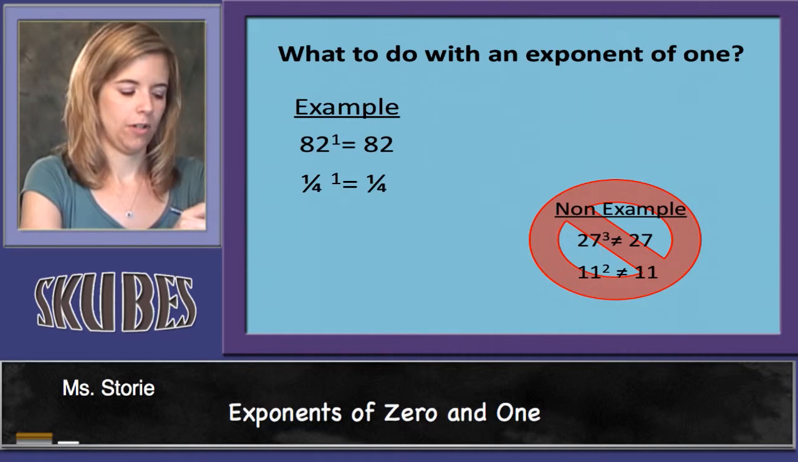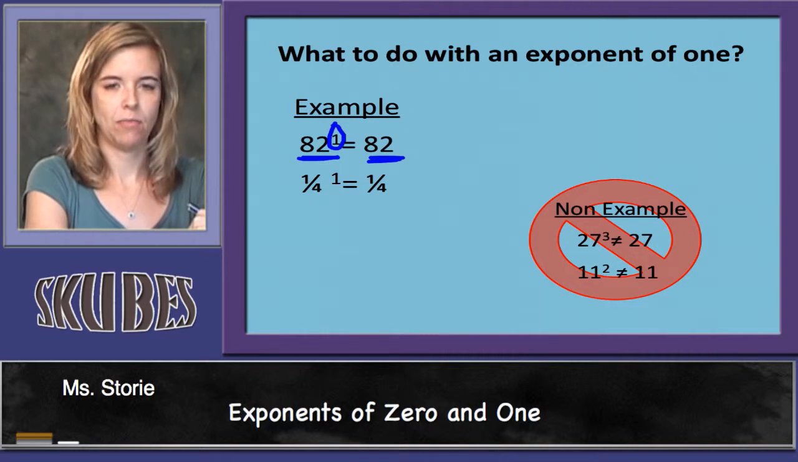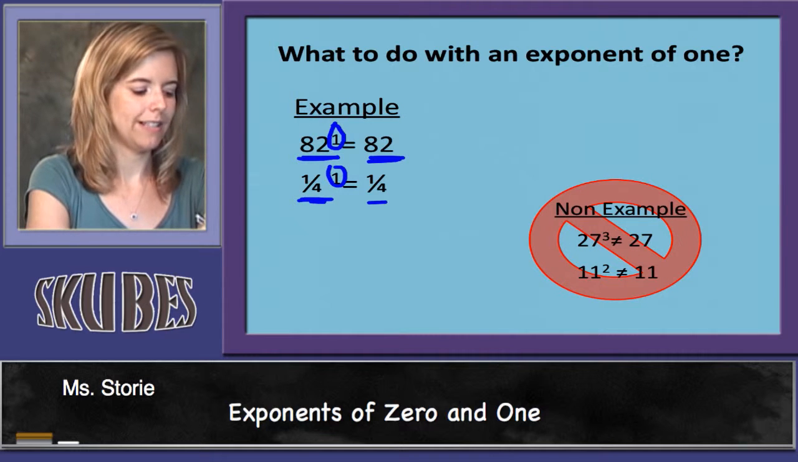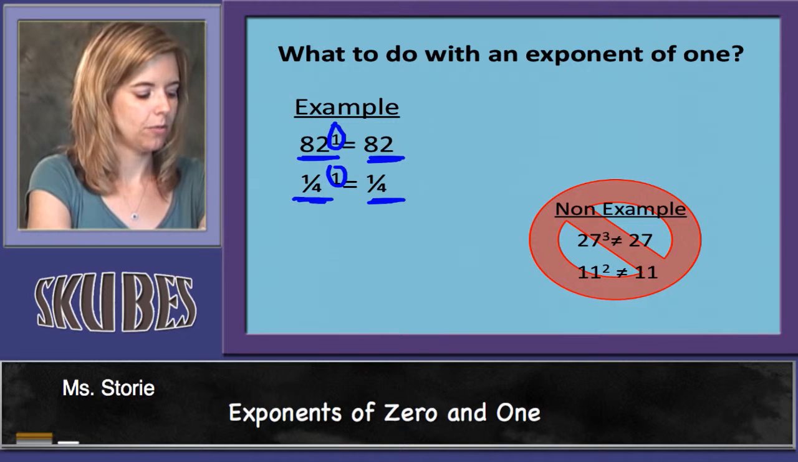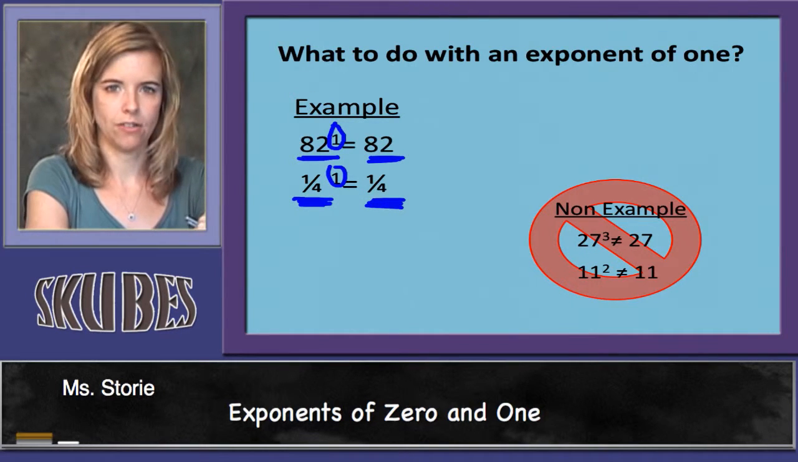What do you do with an exponent of 1? Take a look. You've got a base, a big number of 82. Your exponent is 1. So what's your answer? Same base as before. I've got a fourth, and I raise it to the first power. It's still going to be a fourth. Just memorization. Whatever your base is originally, raise it once, it's going to be the same base as your answer.